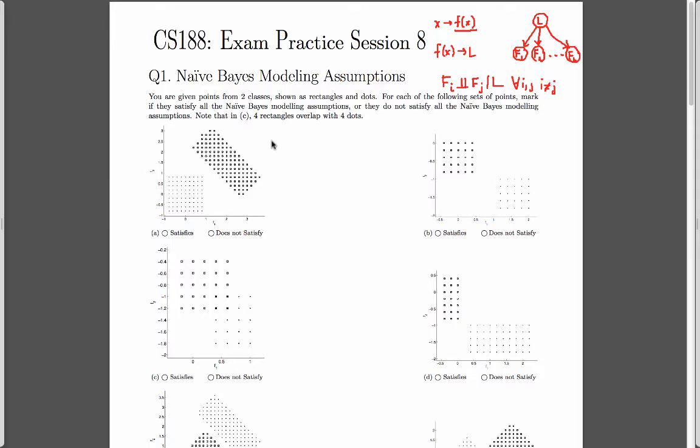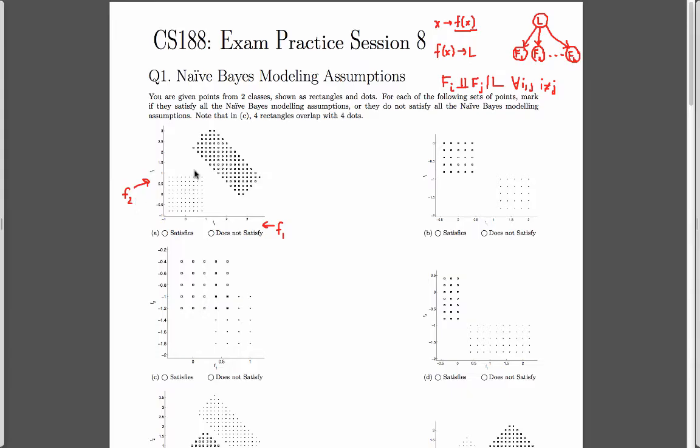Okay, so now let's look at the problem that we're trying to solve. Here we're given two classes, so L has a domain size of 2, and they're shown as squares and dots. We have our data, which is shown by each of the points, and each data point has a different value for F1 and F2. So we have two features. Our first feature is plotted on this axis, and that's F1, and our second feature is plotted on this axis, which is F2.